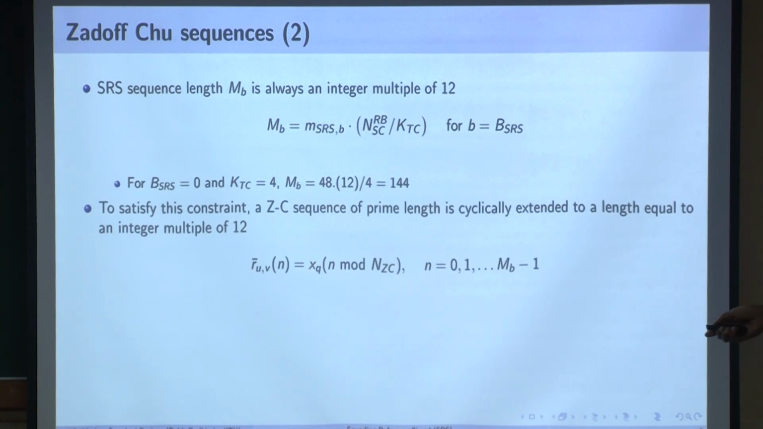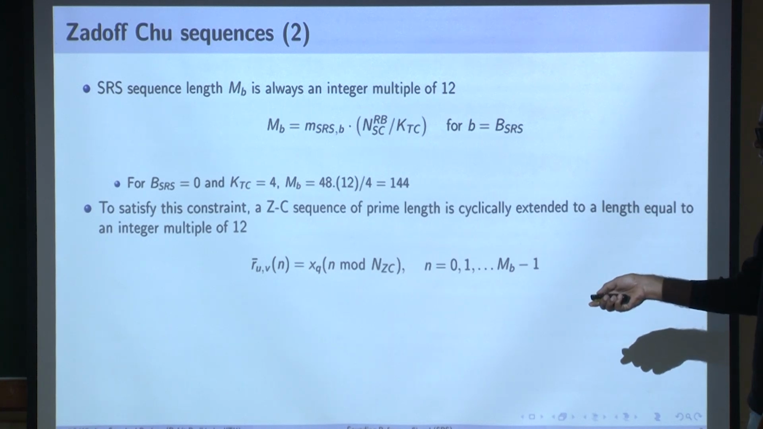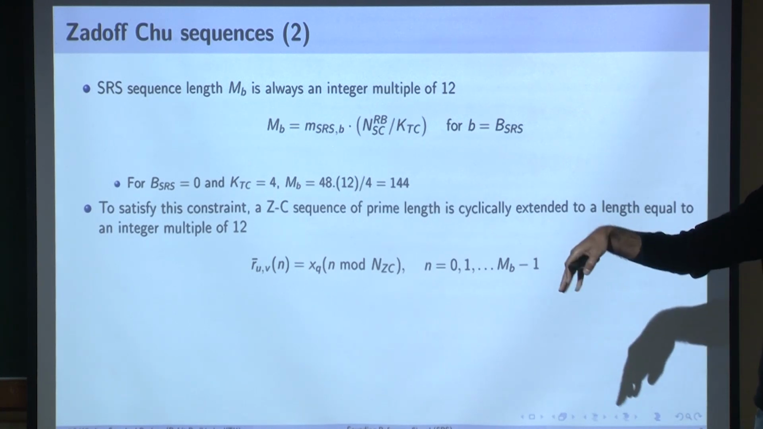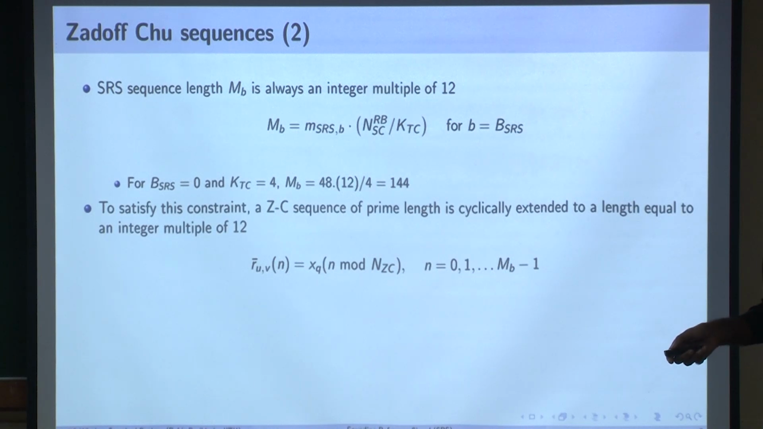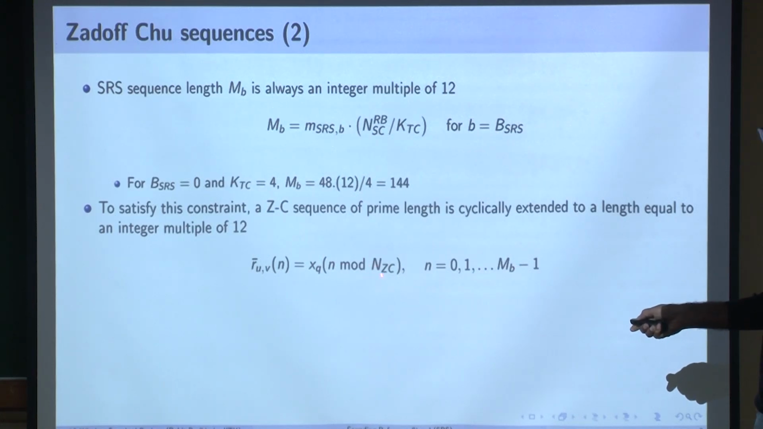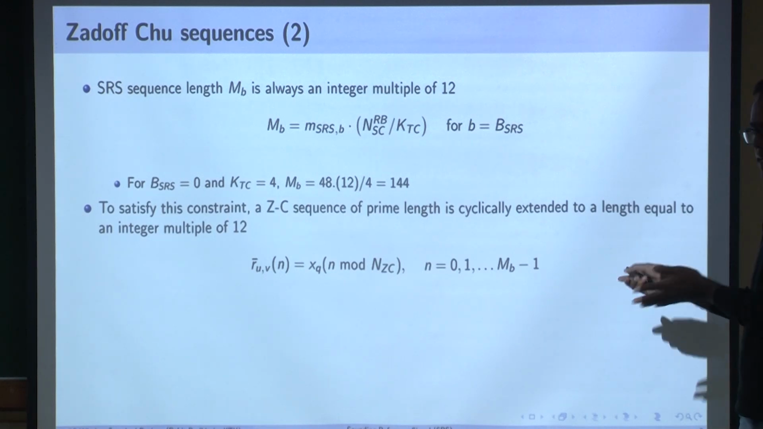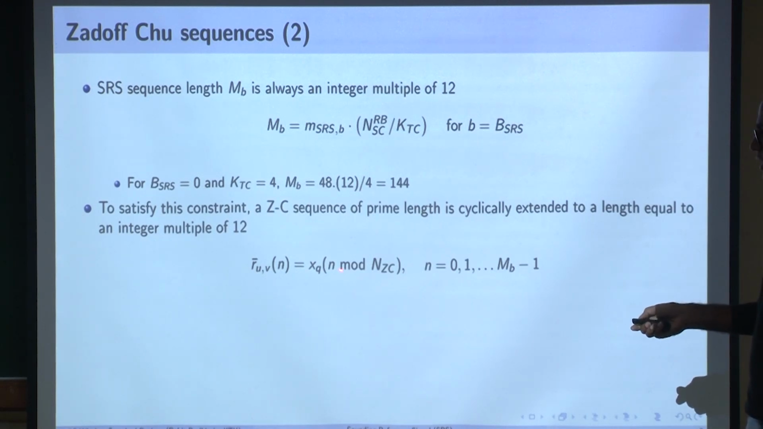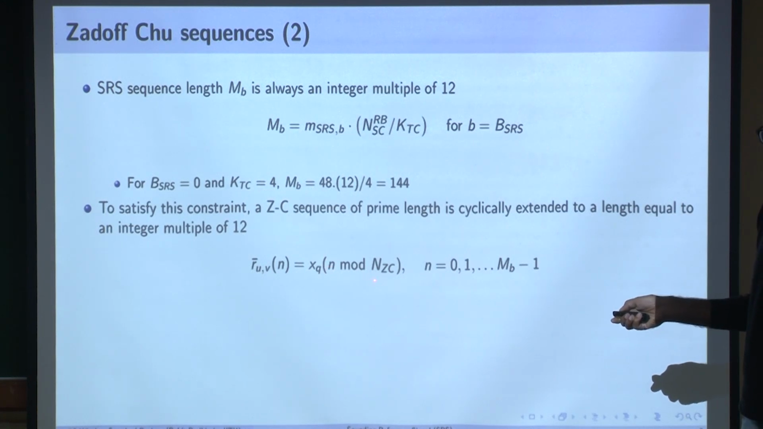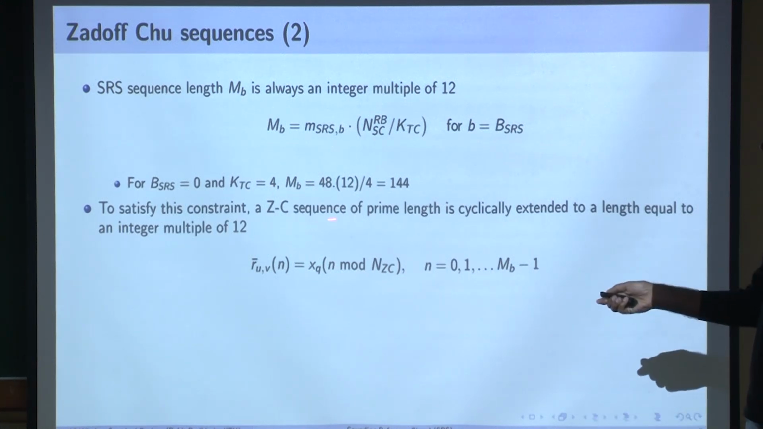So how do you do it? Q we generated in the last slide, that was a Zadoff-Chu sequence. Here n is the index which runs from 0 to M minus 1, and this is the sequence length. What is n mod N_ZC doing? It is cyclically extending the sequence. Once you exceed N_ZC, you start reading back from the 0th element. So that's the cyclical extension. Is this fine?